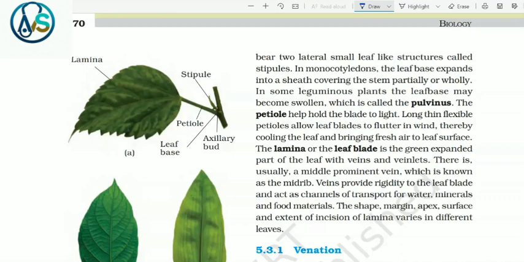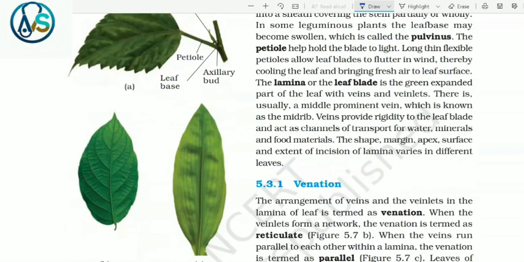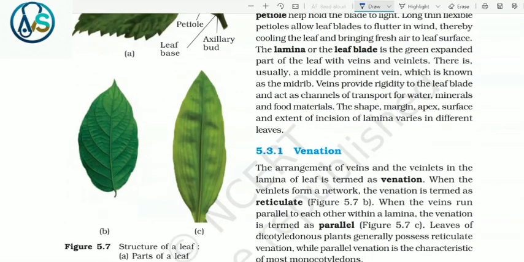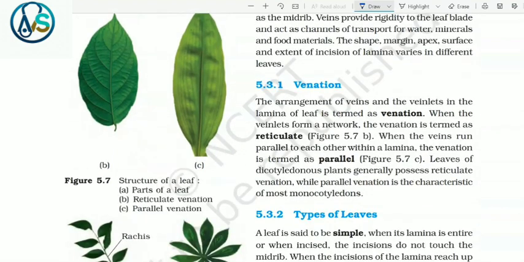Long, thin, flexible petioles allow leaf blades to flutter in wind, thereby cooling the leaf and bringing fresh air to the leaf surface. The lamina or the leaf blade is the green expanded part of the leaf with veins and veinlets. There is usually a middle prominent vein which is known as the midrib. Veins provide rigidity to the leaf blade and act as channels of transport for water, minerals and food materials. The shape, margin, apex, surface and extent of incision of lamina vary in different ways.